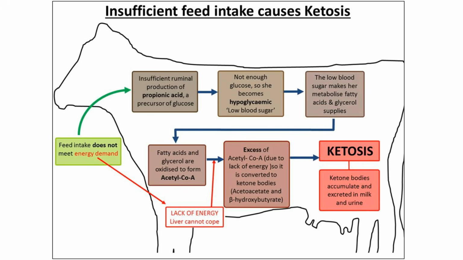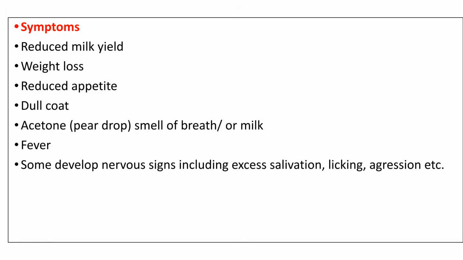Insufficient feed intake leads to insufficient ruminal propionic acid, a glucose precursor. This causes low blood sugar, which triggers the metabolism of fatty acids and glycerol. The resulting excess of acetyl-CoA, due to lack of energy, is converted to ketone bodies, resulting in ketosis. Symptoms of ketosis include reduced milk yield, weight loss, and reduced appetite. Other signs are a dull coat, an acetone or pear drop smell of breath or milk, fever, and nervous signs, such as excess salivation and licking.